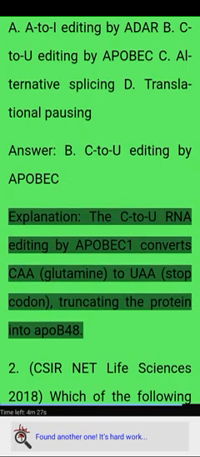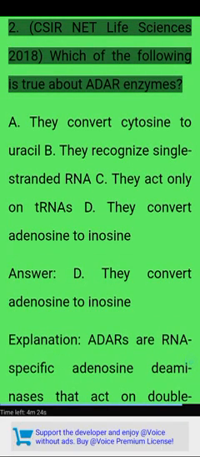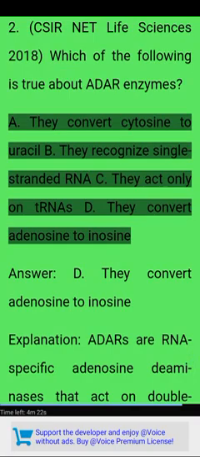Explanation. The C-to-U RNA editing by APOBEC1 converts CAA glutamine to UAA, a stop codon, truncating the protein into ApoB48. 2. CSIR NET Life Sciences 2018. Which of the following is true about ADAR enzymes? A. They convert cytosine to uracil. B. They recognize single-stranded RNA.